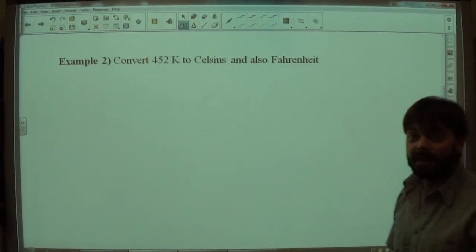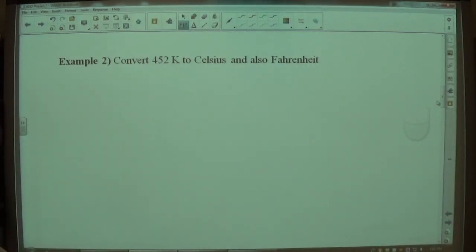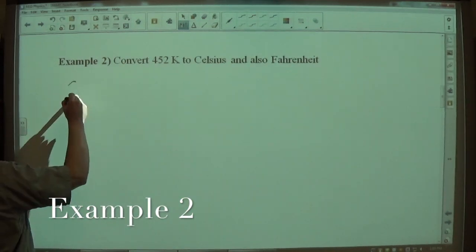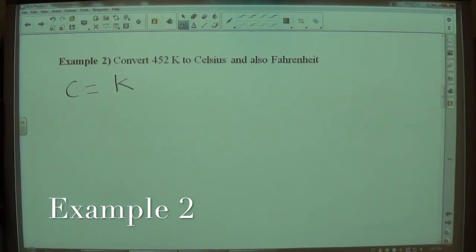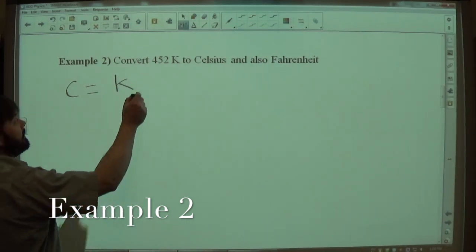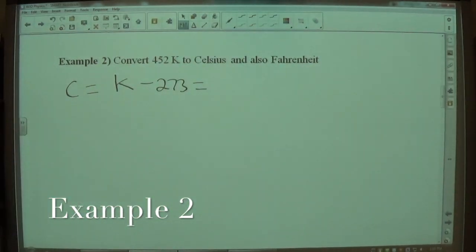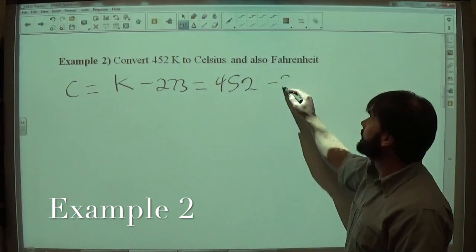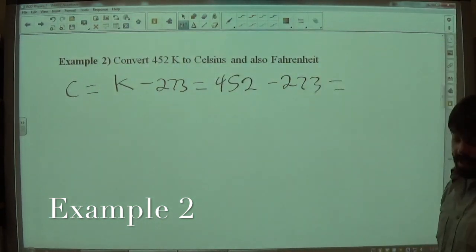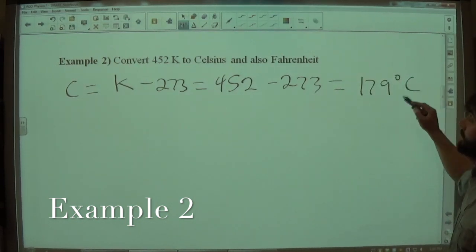So for number 2, they give us 452 Kelvin, and they ask us to go to Celsius and then to Fahrenheit. For this one, if we want Celsius and we have Kelvin, the equation is just a little bit different. Instead of adding 273, we're going to subtract 273. So I'll plug in what we got for Kelvin, 452, minus 273, and this gives me 179 degrees Celsius.